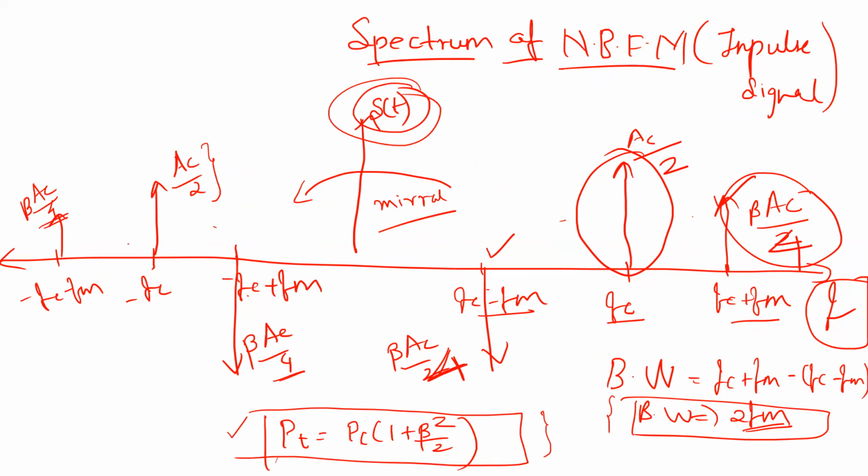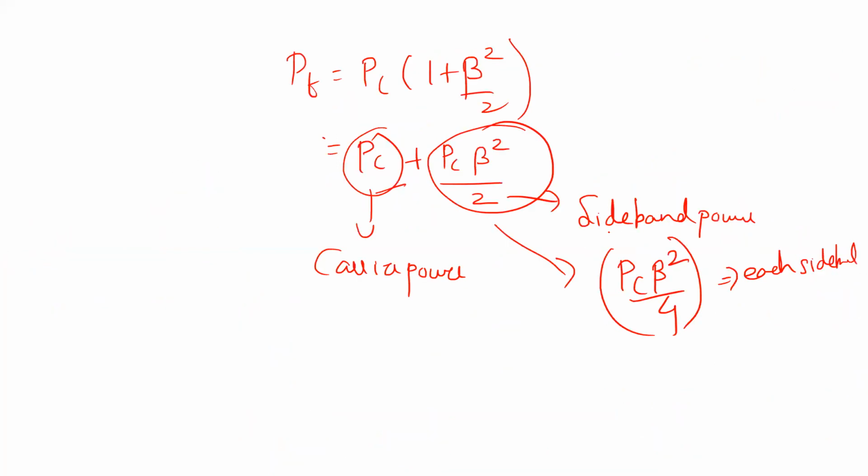What is the bandwidth? The bandwidth is 2 fm, because fc plus fm minus fc minus fm gives 2 fm; the fc cancels. And what is the total transmitted power of NBFM? Total transmitted power is Pc plus Pc beta squared divided by 4. So it's basically each sideband, I assume. It's not the sideband. It is Pc plus Pc beta square by 2, not 4.